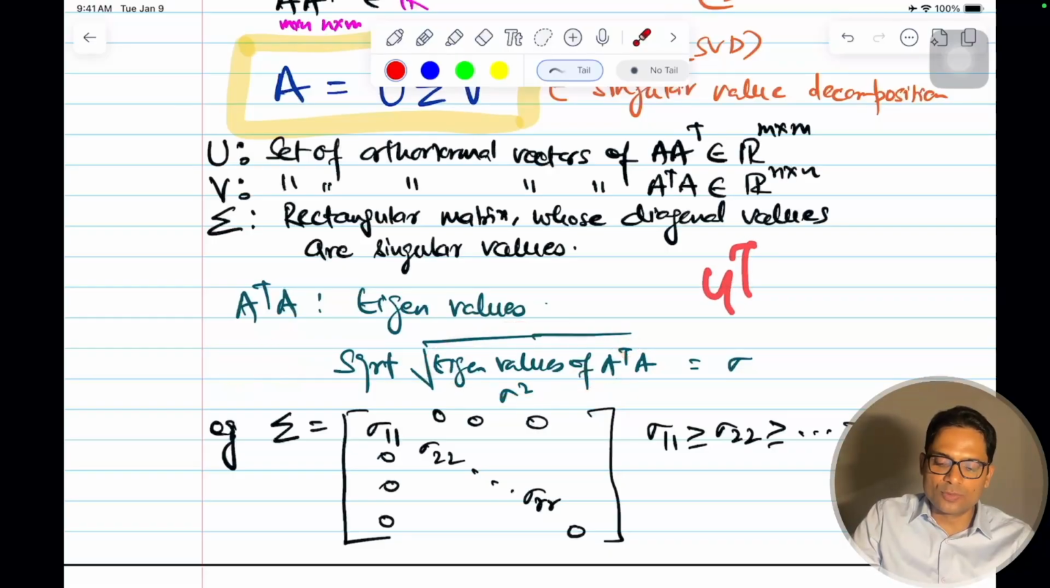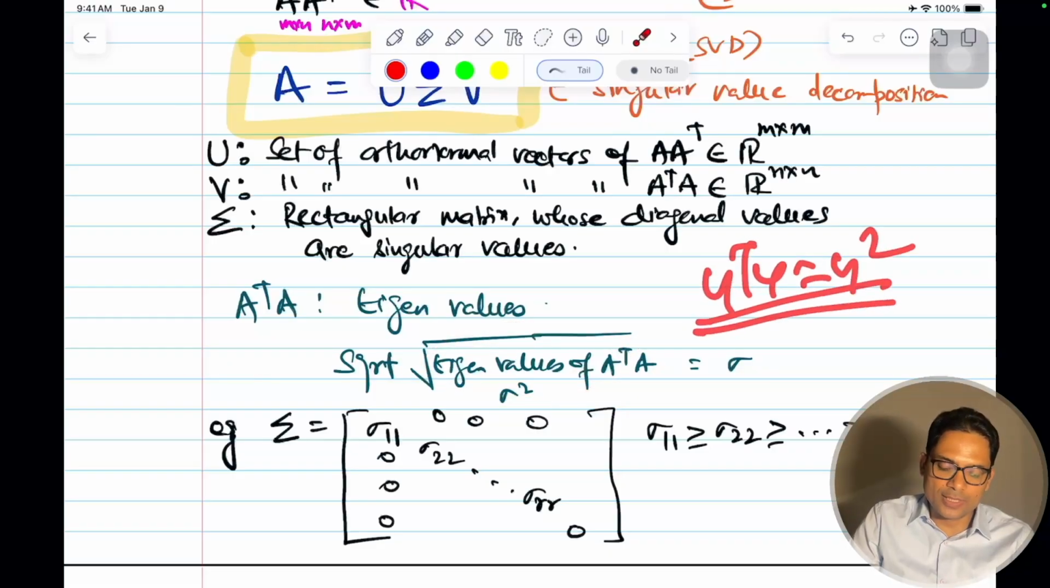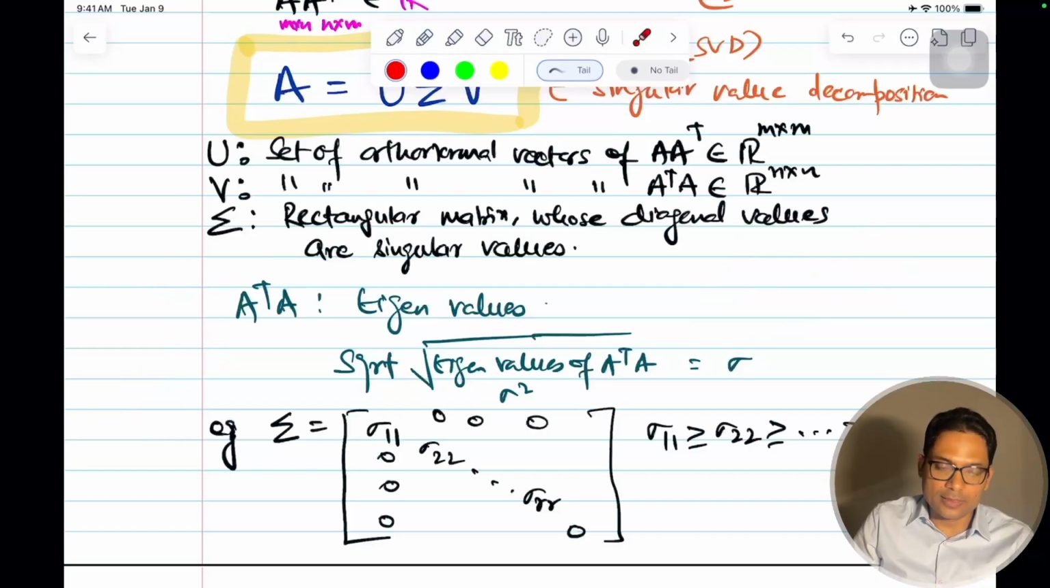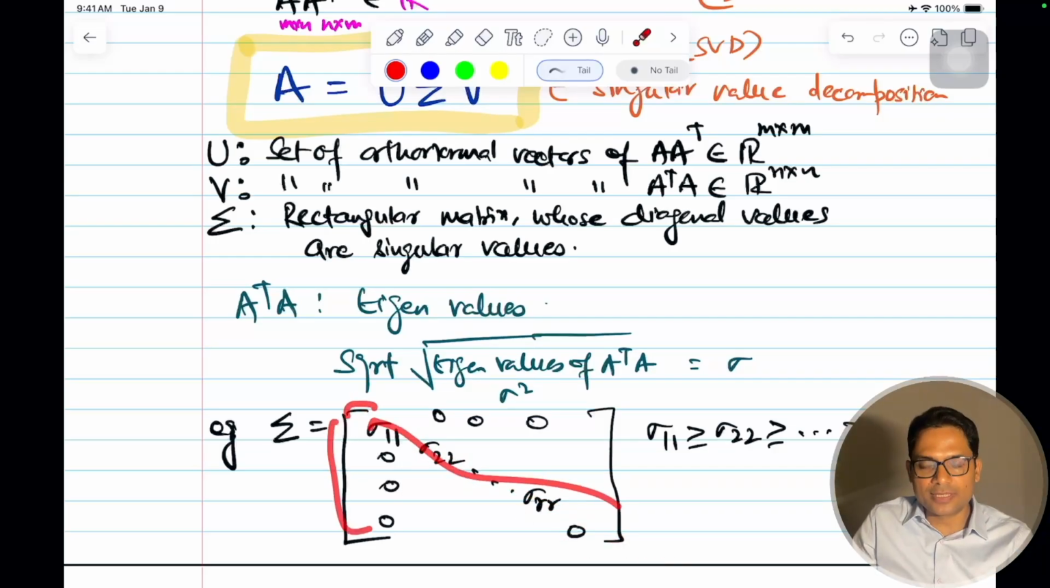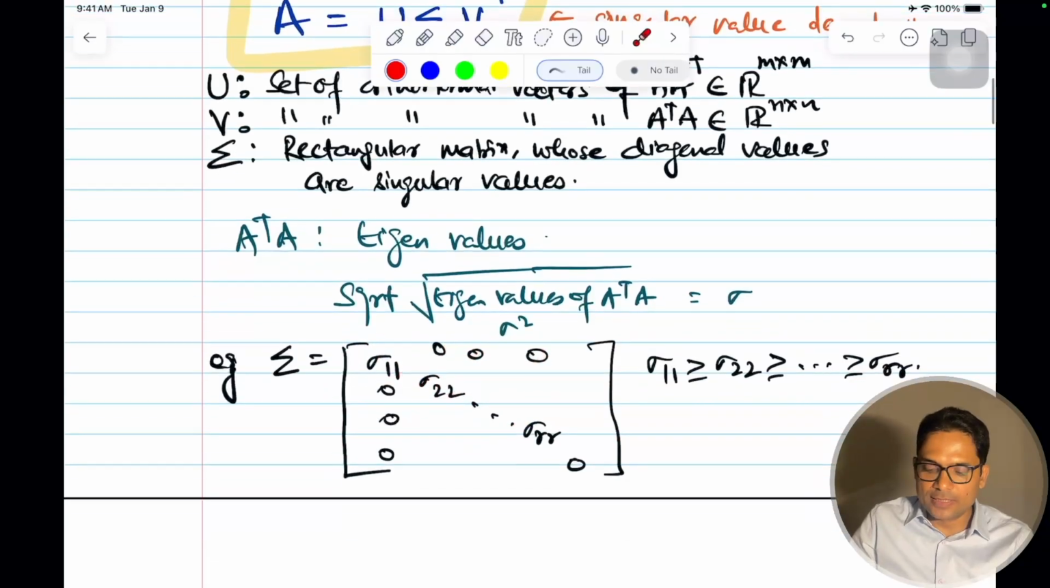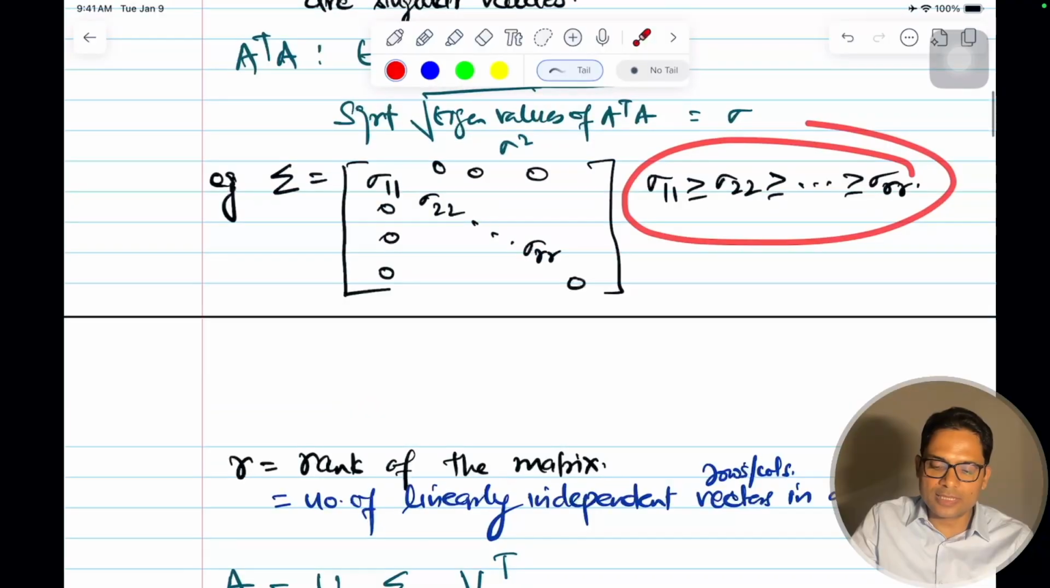Even U transpose U is equal to U square. Similarly, these are kind of square. And this is also the covariance matrix, which captures the highest variance around its diagonal after the decomposition. That's why it captures the highest information on these diagonal elements, and the rest are 0. These are arranged such that sigma 11 is greater than sigma 22, up to the rank of the matrix.